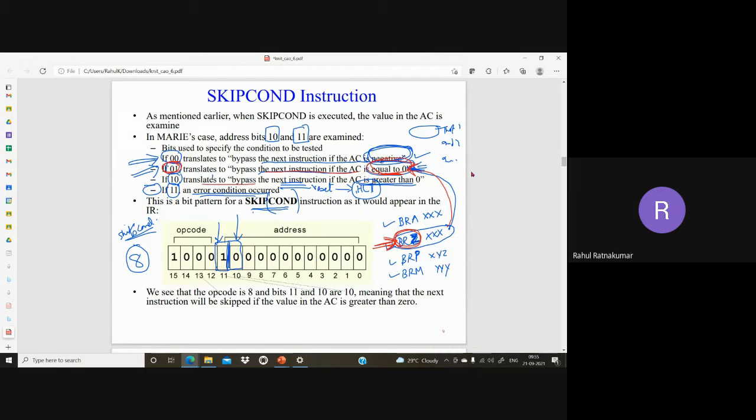10 translates to bypass the instruction if the accumulator value is greater than 0, that is, branch if positive. That means I'm skipping the next instruction and going directly from the first instruction to the third, because the accumulator value is positive. And similarly, if the 11th bit is 0 and the 10th bit is 0, bypass the next instruction if the accumulator is negative. So this is branch on minus, BRN, as in LMC.